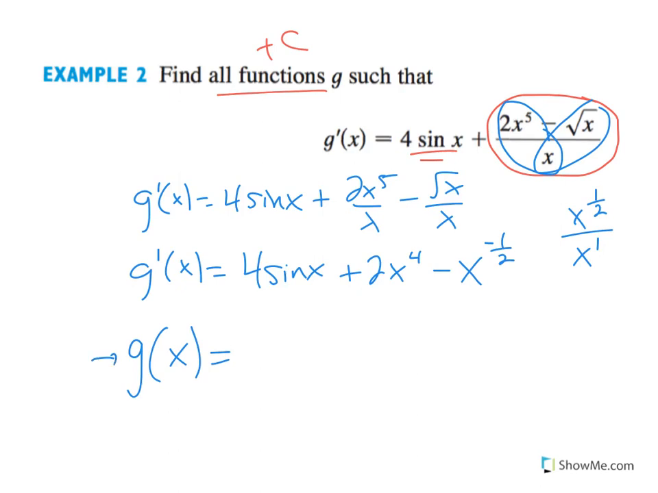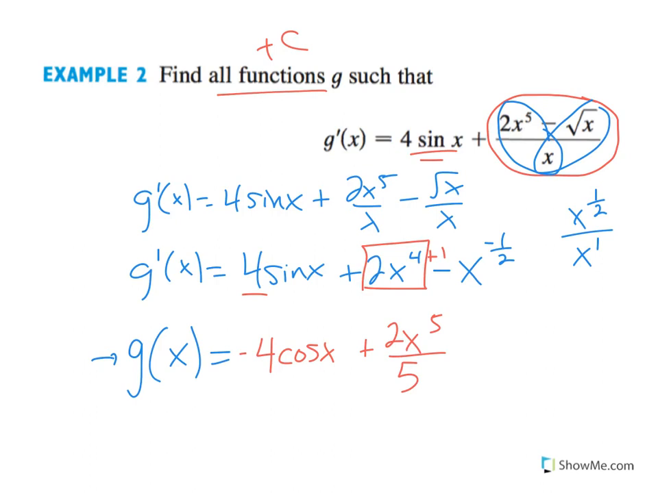Antiderivative of sine is negative cosine, and coefficients stay, so the first term would be negative 4 cosine of x. Let's do reverse power rule here. So if I add a power of 1 to 4, it becomes a power of 5. Coefficients stay, and don't forget you have to divide by that new power. So 2/5 x to the fifth ends up being the middle term there.